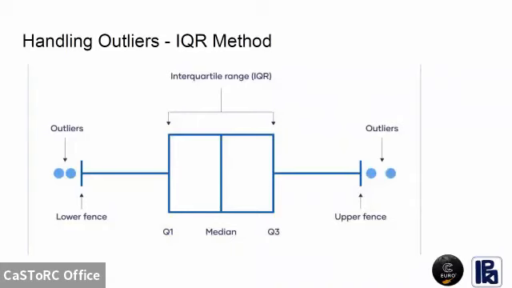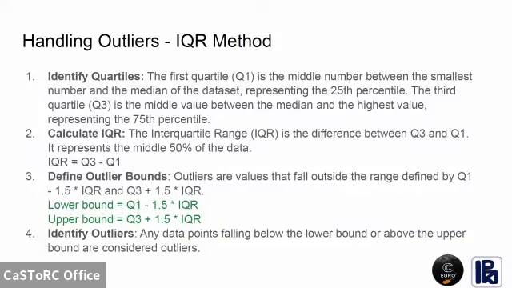In this case, you don't use mean values, you use median values. You have to sort your data set and find the median value, and then you can calculate the IQR. From theory, Q1 is the middle number between the smallest number and the median of your data set, and it also represents the 25th percentile. Q3 is the middle value between the median value and the highest value, so it represents the 75th percentile.